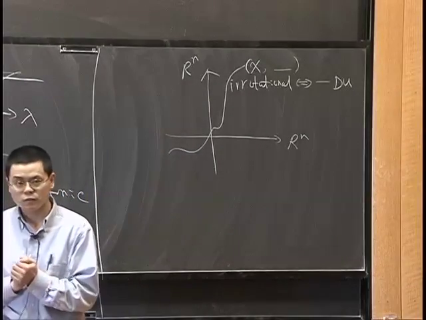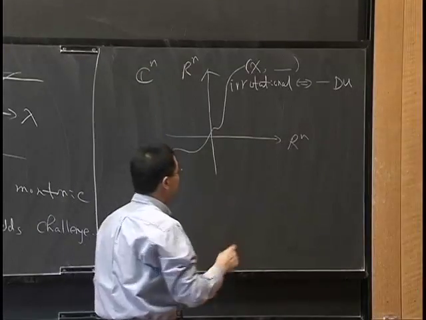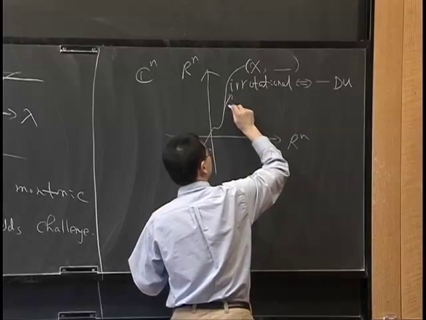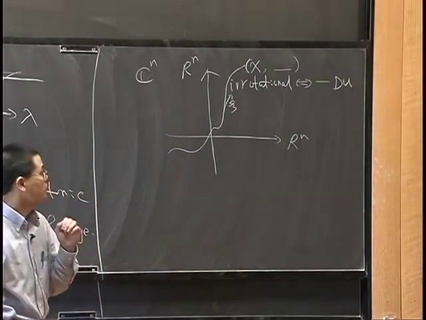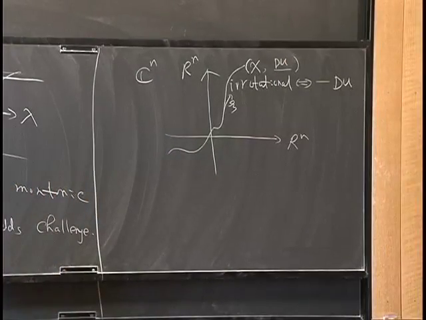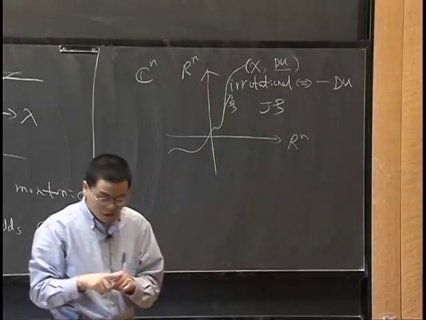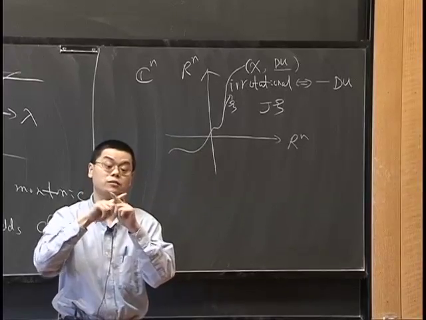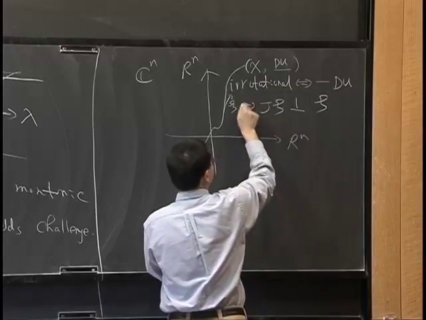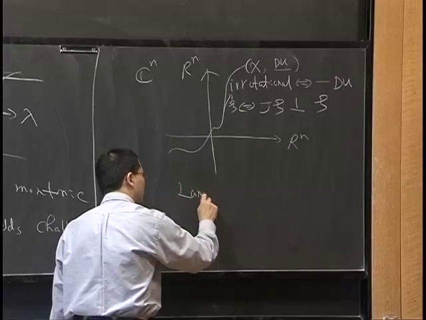Geometrically, if we treat R^2n as the complex space C^n, then we have that J structure. So for any tangent n-plane on this irrotational graph, J of that n-plane: each vector is perpendicular to itself, but now it is perpendicular to the whole plane. This is what I mean by Lagrangian. So here we have a Lagrangian graph.